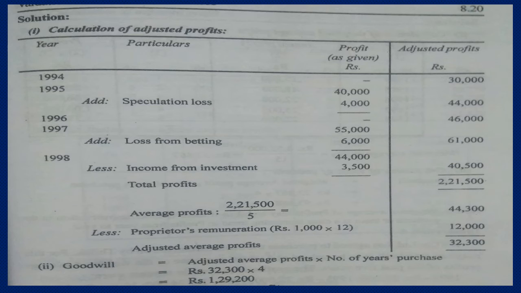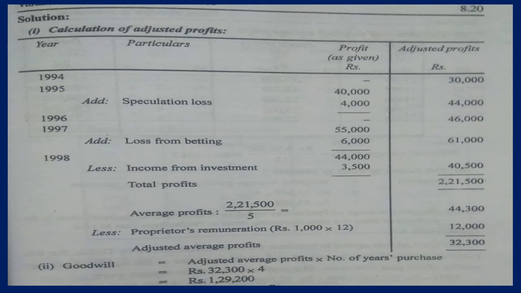Then 1997, 55,000, out of which there is a loss due to betting. So any loss or expenditure not related to business will be added back. So 55,000 plus 6,000 is 61,000. Then 1998 includes income from investment of 3,500. Out of 44,000, 3,500 is eliminated now. Therefore, the real total profit is 2,21,500 for the last 5 years. Therefore, the average profit will be 44,300.